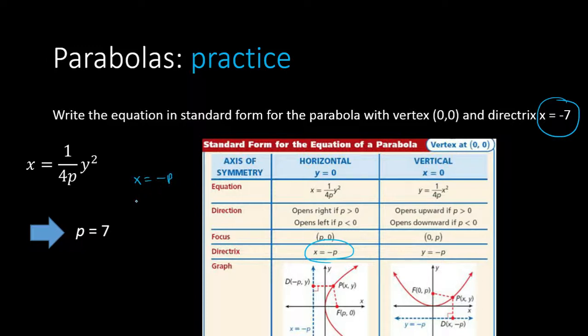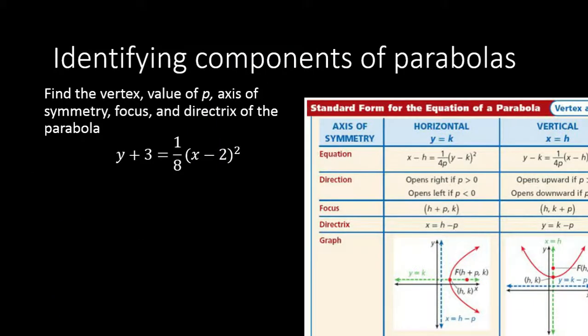X equals -p, -7 equals -p, positive p equals 7, 4p equals 28, x equals 1/28 y squared. Okay. That part's easy enough, right? So we've practiced identifying p.